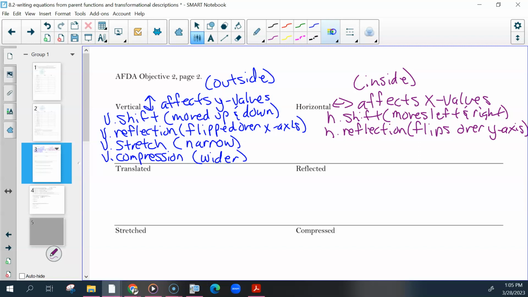We did not talk about these next two, but I'm going to show you what happens if you were to get them, and then in Algebra 2 you talk more about that. A horizontal stretch and a horizontal compression. And you may think it does the same thing the others do, but it does the opposite again. So a horizontal stretch actually gets wider. We'll talk about why that is. And a horizontal compression is narrower.